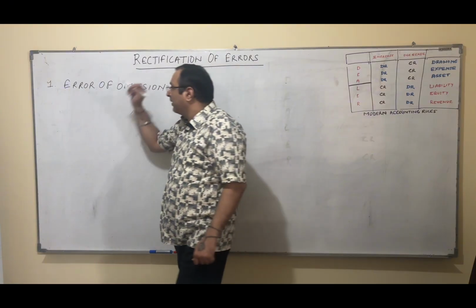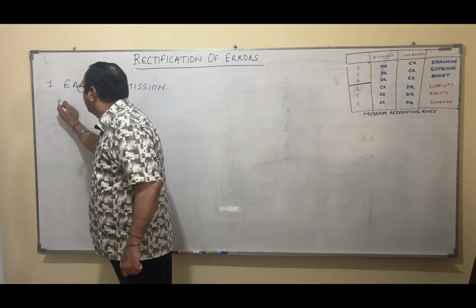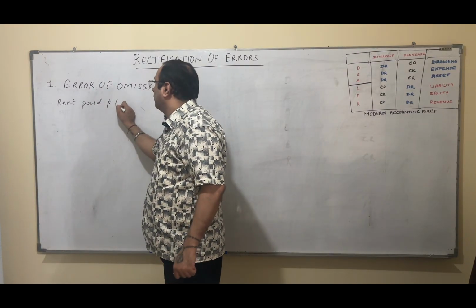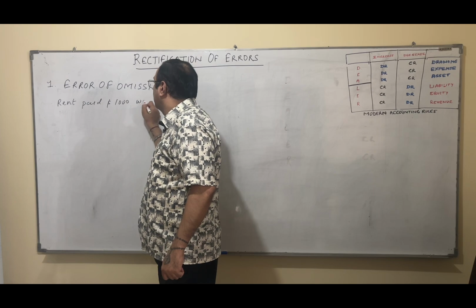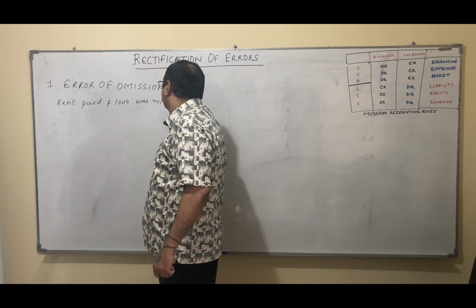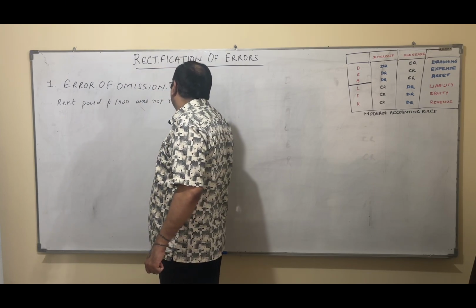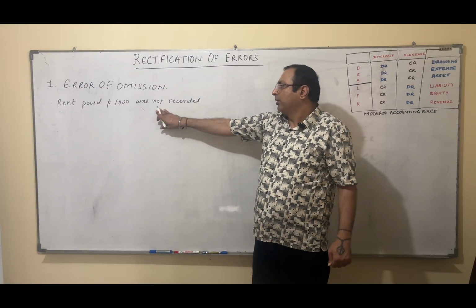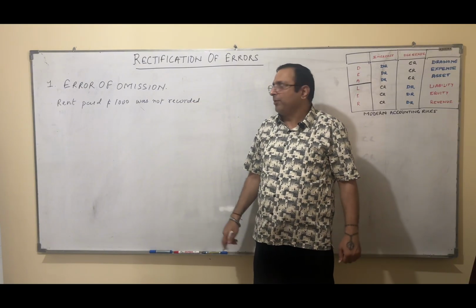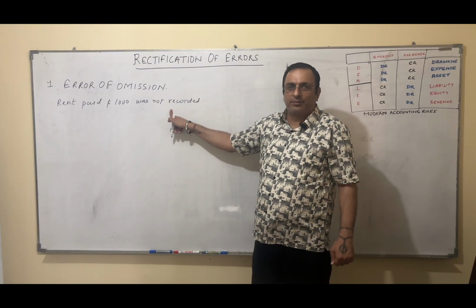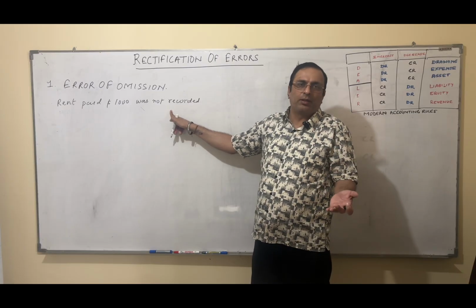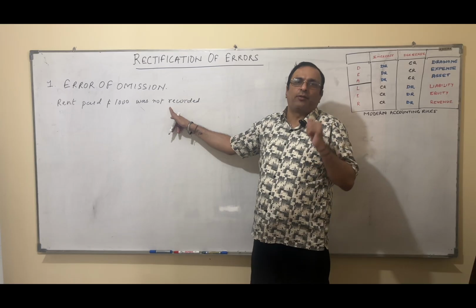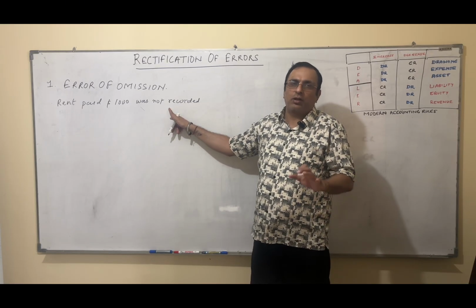So what? Let us take an example to understand it. Rent paid $1,000 was not recorded. The statement is clearly saying that we paid rent 1,000, which was not recorded. That means it was missed out, omitted. Now, when we miss out something, we simply record it. When no mistake is made, we have nothing to rectify. We have to just record it normally.